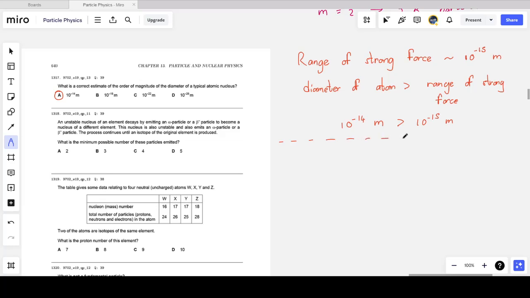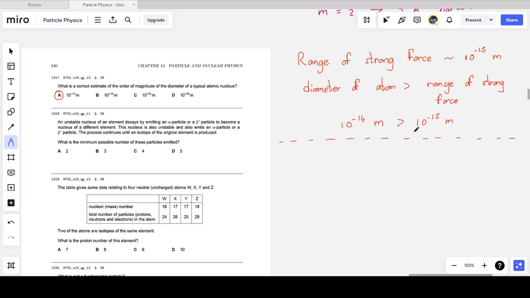The next question is 1318. It's from the winter 2019 exam. That's October, November 2019. It's question paper 1, variant 1, and it's question 39 from that paper. We are told that an unstable nucleus of an element decays by emitting an alpha particle or a beta minus particle to become a nucleus of a different element.